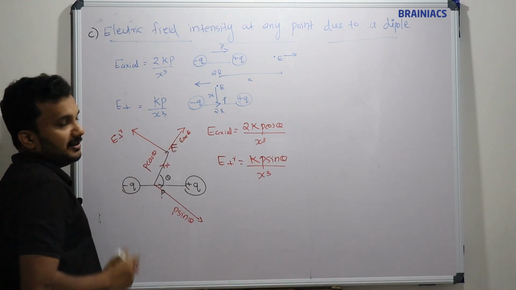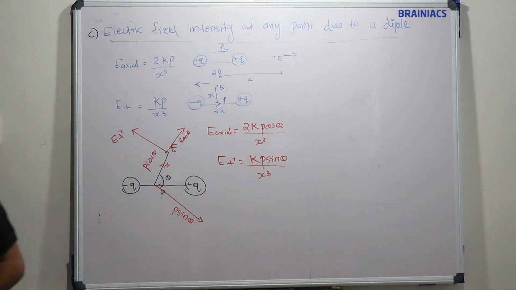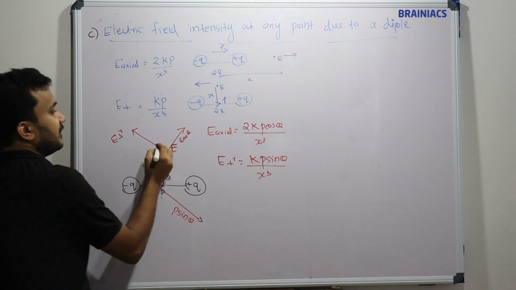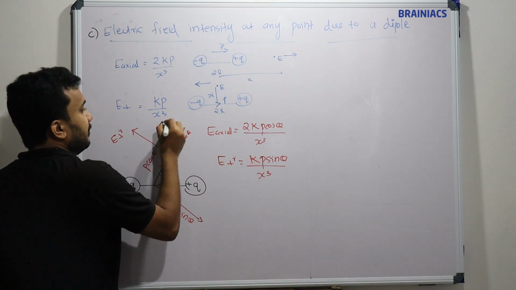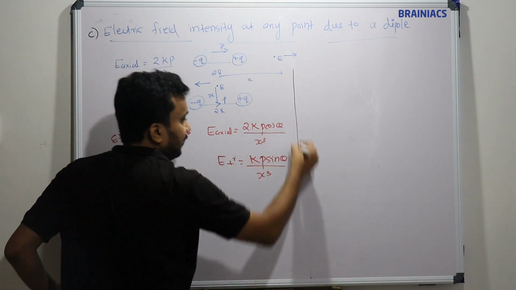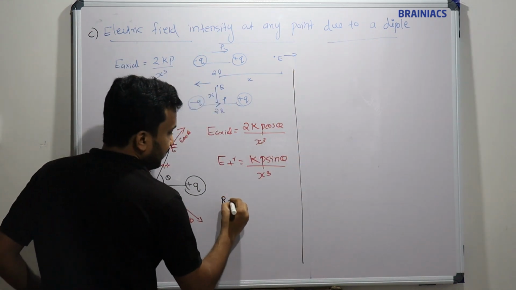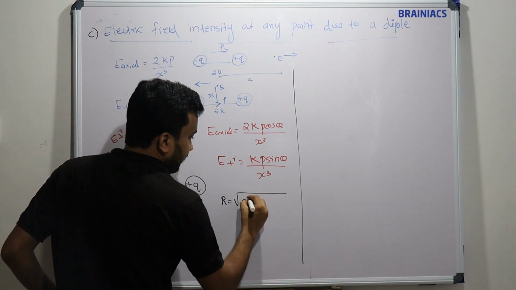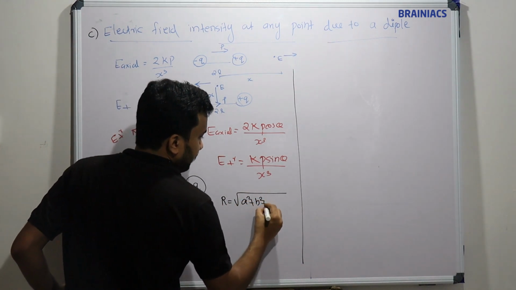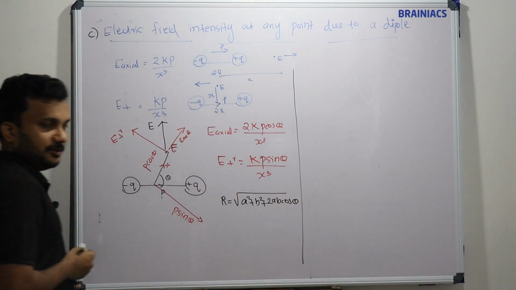Both are making 90 degrees. How will we find the equivalent, or the resultant, of two vectors? The resultant of two vectors lies in between these two, and this is called E. Now we are going to calculate E. If we have two vectors A and B, how will we find the resultant? Resultant equals root of A square plus B square plus 2AB cos theta. We know this formula, right?